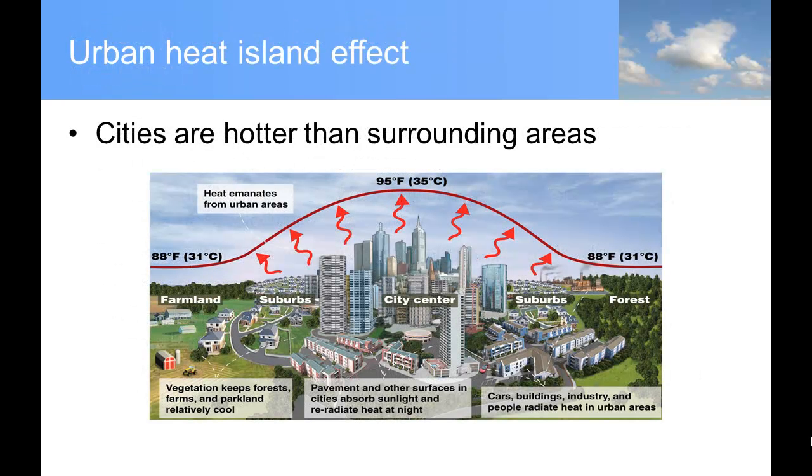There's also the urban heat island effect because of the materials that go into building cities, including pavement and blacktop. These materials absorb heat and then reflect it back out. Urban areas are much hotter than the surrounding areas.